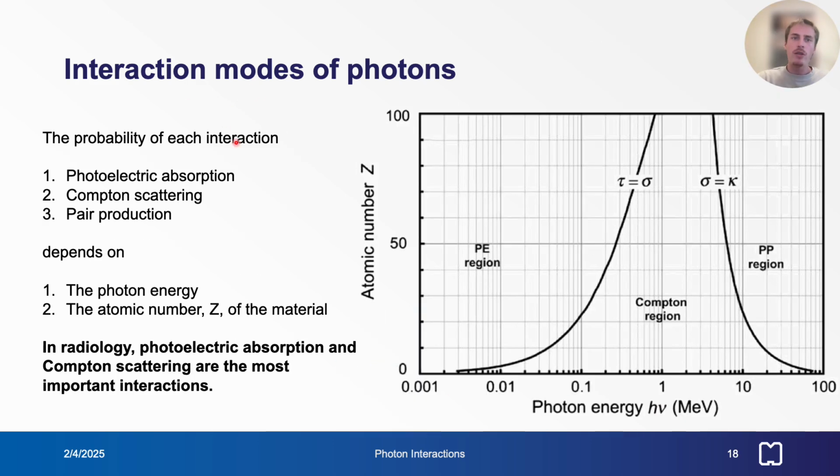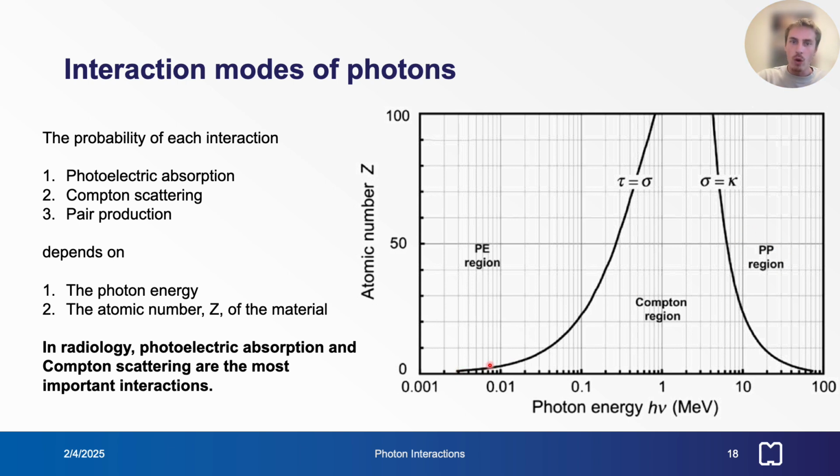Now, we know that the probability of each interaction depends on both the photon energy and the atomic number of the material. So let's say we have an atomic number of 20. For energies up to about 100 kiloelectronvolts, photoelectric absorption is the most probable interaction. From about 100 kiloelectronvolts up to 10 megaelectronvolts, Compton scattering is the most likely interaction. At energies beyond 10 megaelectronvolts, pair production is the dominant process.